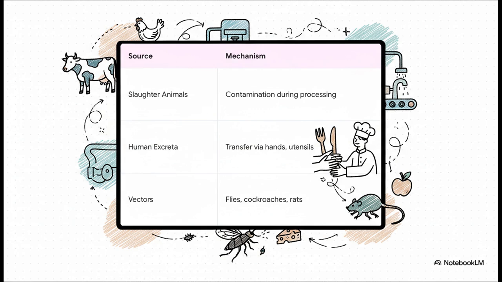So how does that happen? Well, the contamination can occur through multiple pathways. It might happen at the processing plant during slaughter. It could be transferred by a food handler who didn't wash their hands, or it could even be carried by pests like flies and rats in the kitchen environment.